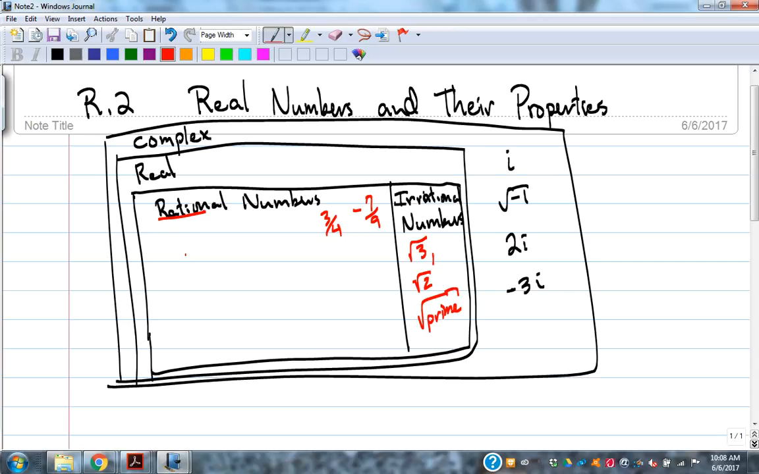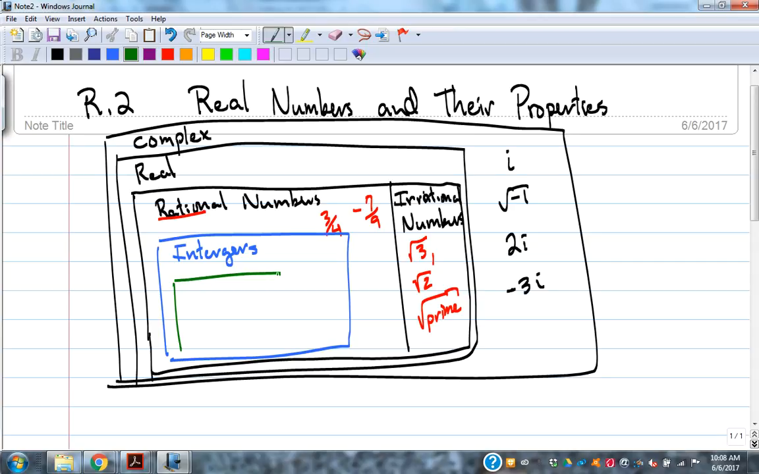Inside of the rational number box, there's some other boxes, okay? Inside of that rational number box, I'm drawing a blue box here. That's the integers. Integers are positive and negative whole numbers. Okay, so when we're talking about integers, we're talking about the negative numbers and then everything inside of that. So there's another box inside of there. So I'm going to draw this green box that is the whole numbers.